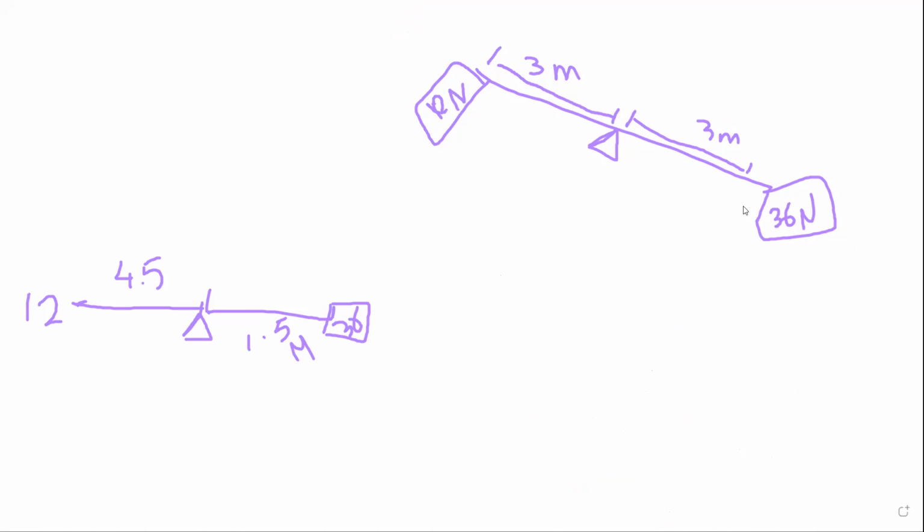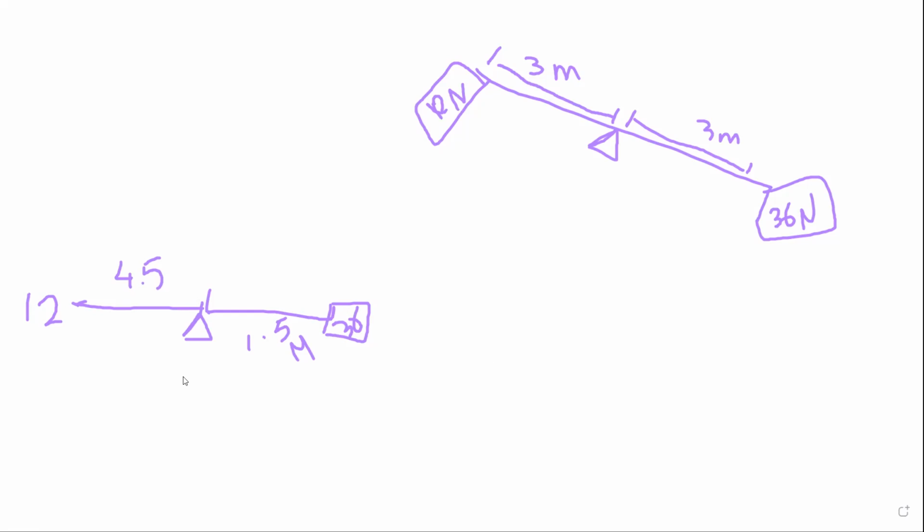How can I make them balanced? By changing the distance from the pivot point. I let the light one sit 4.5 meters from the pivot point, and the heavier one sit 1.5 meters from the pivot point. Now let's see how they are balanced.